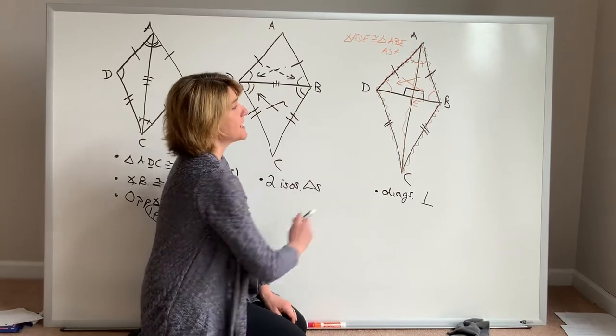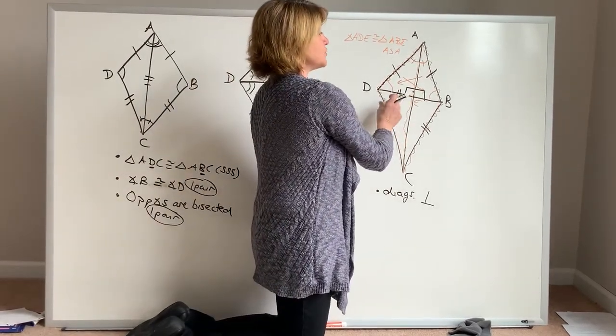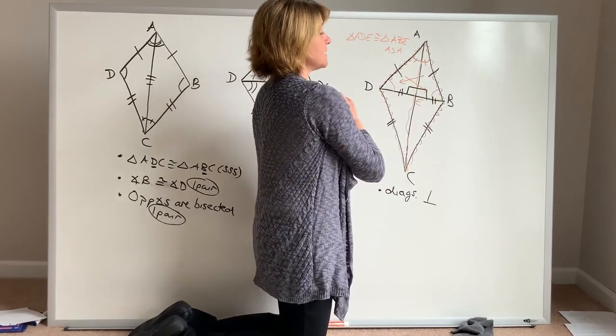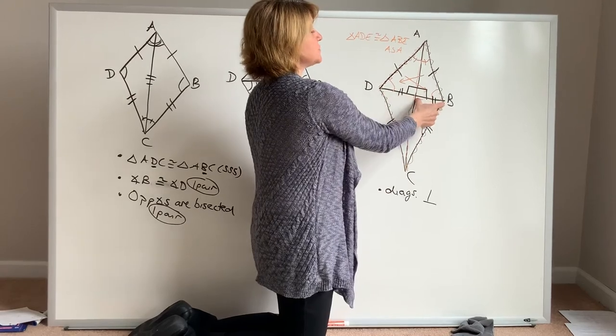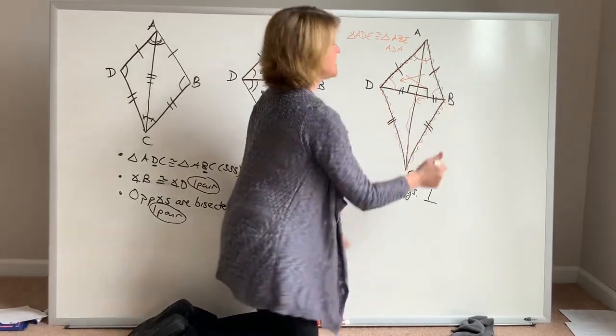And the other thing that I know by CPCTC is that this side of triangle ADE has to be congruent to this side of triangle ABE. And if these two segments are congruent, that means that diagonal BD is being bisected.